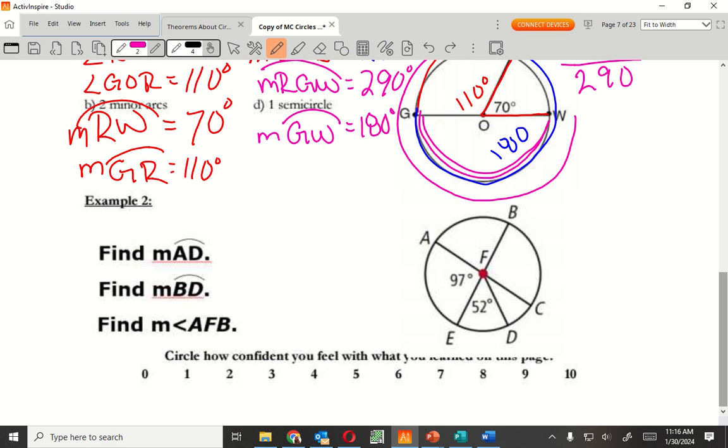If it's this way, it's the minor one, not the major. The major is going to have to be... minors could just go from here. That's why it was kind of weird, right? So minors just go from here. Find each one of these.